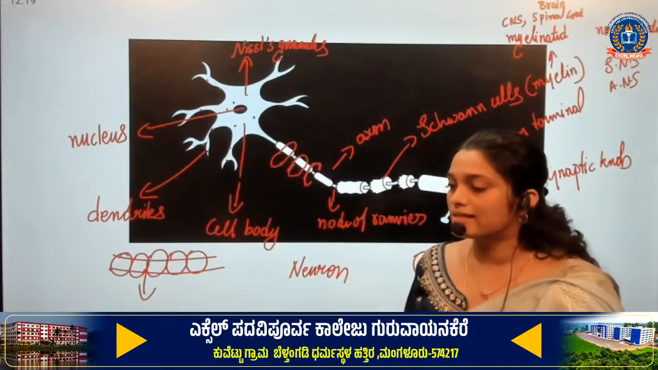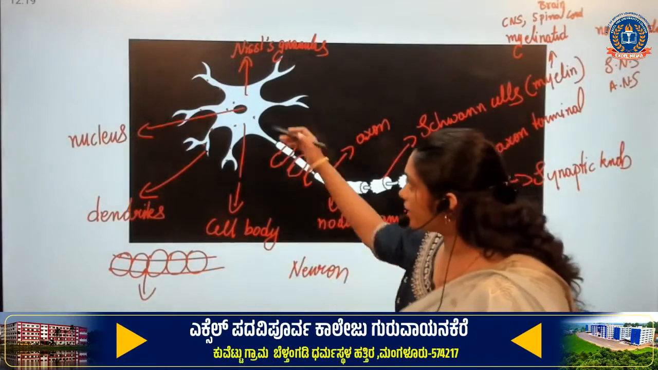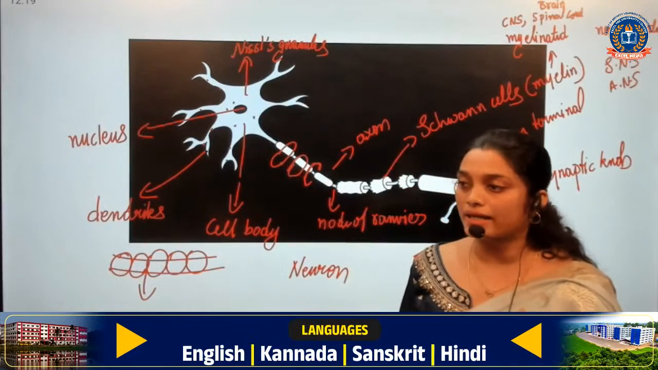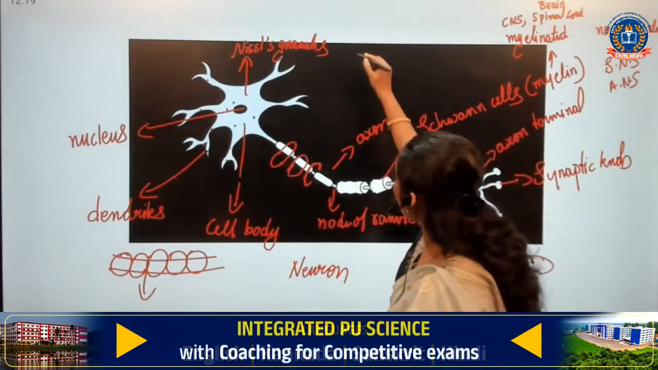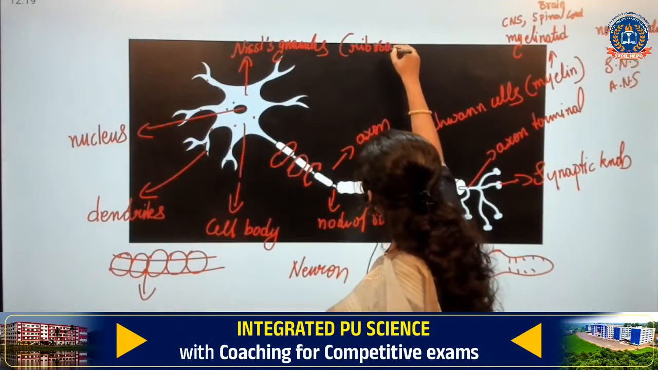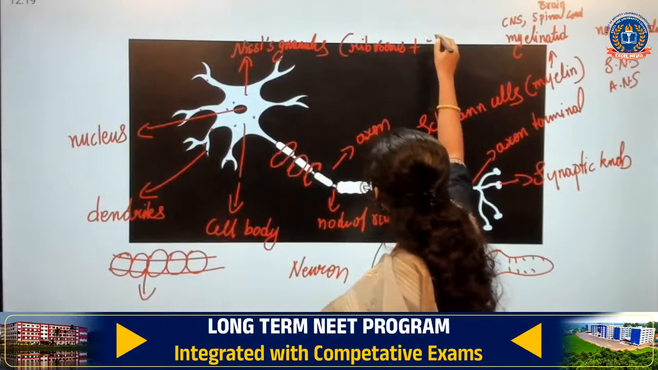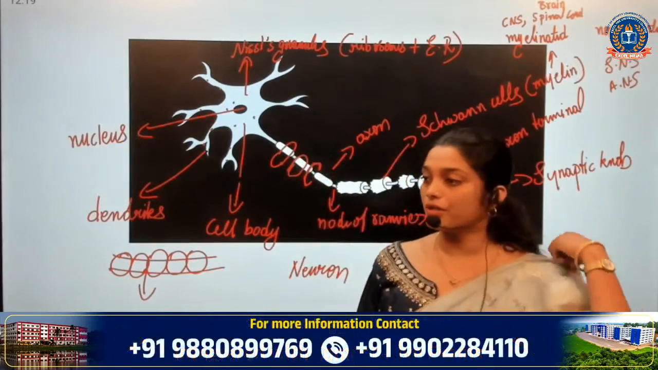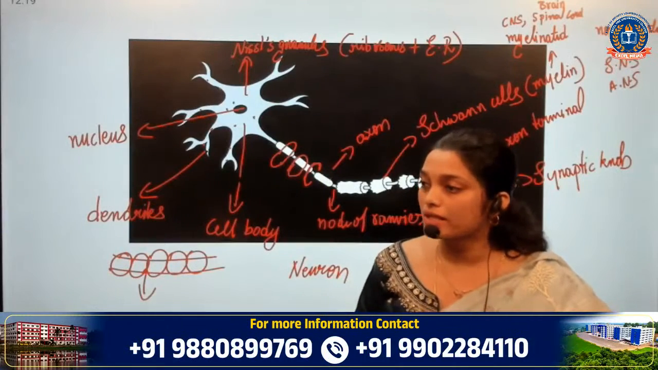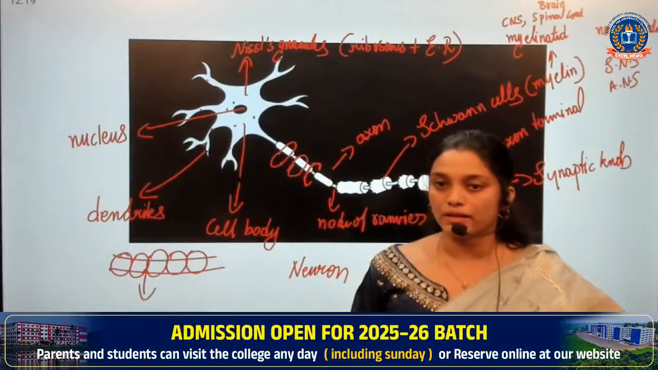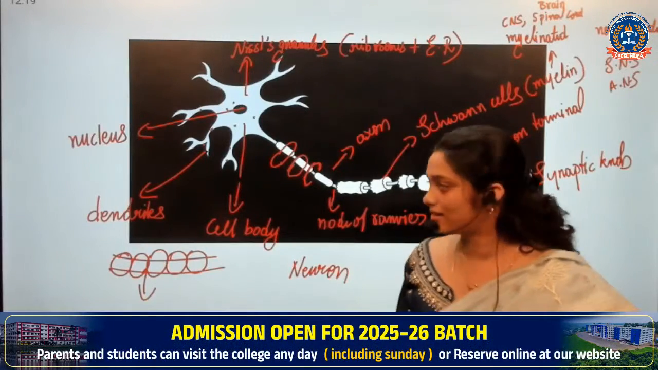Understood? Yes, cyton or the cell body, and then we spoke about Nissl's granules. So what do these Nissl's granules contain? It is made up of ribosomes and endoplasmic reticulum. Understood? So this is the structure of neuron, which we have covered in the previous class.